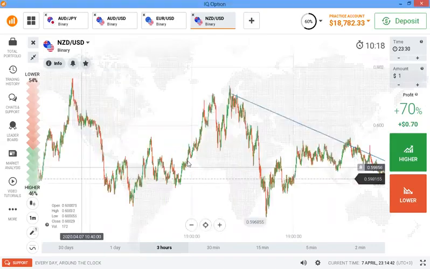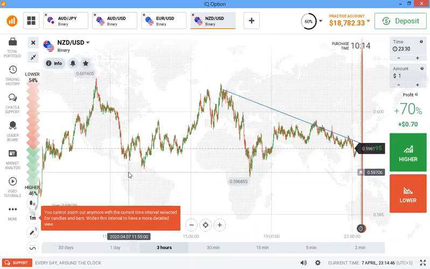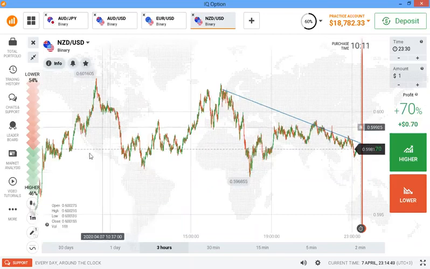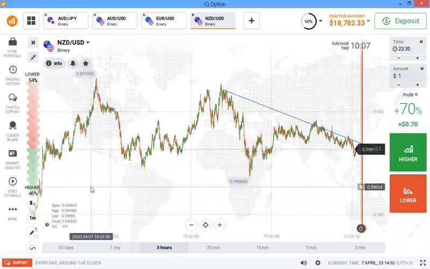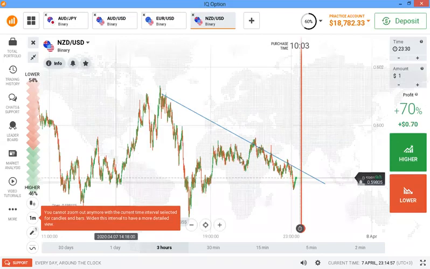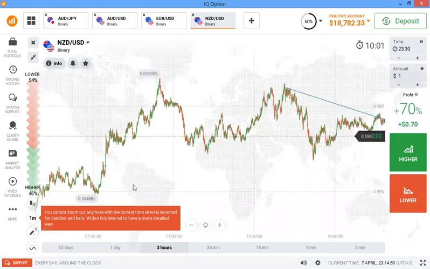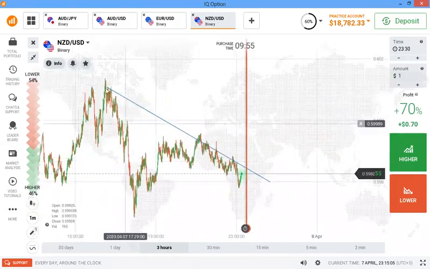We have two major trends of the market in the chart. We have major downtrend, major uptrend, minor downtrend, minor uptrend. In this kind of situation, we have the major uptrend here. This is a major uptrend because the market is going up like this. Now the market is coming down like this.